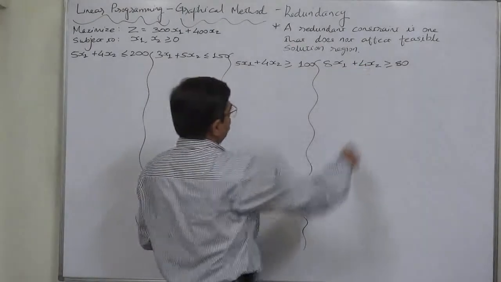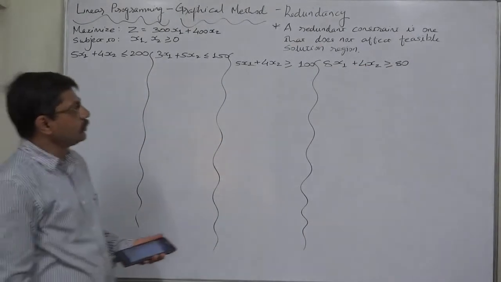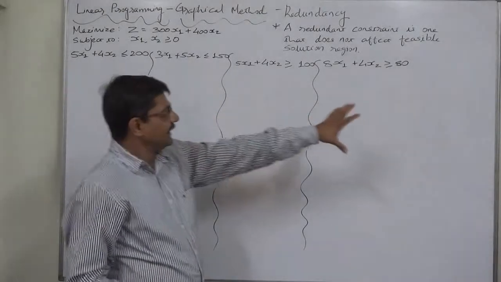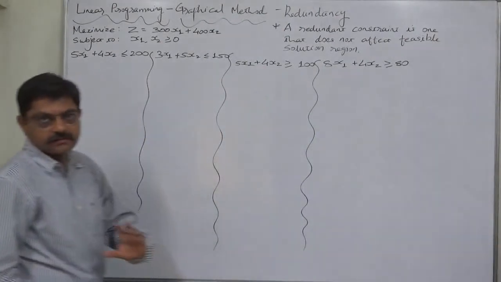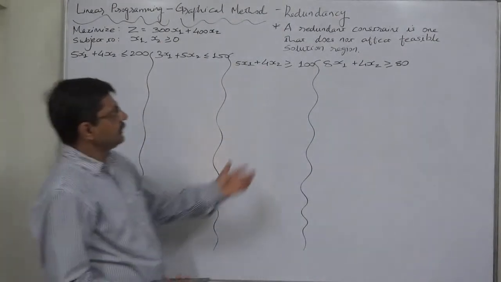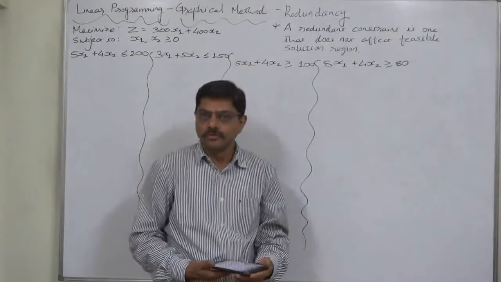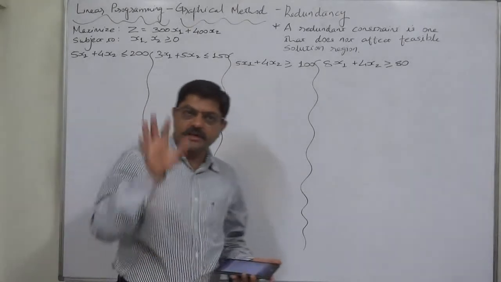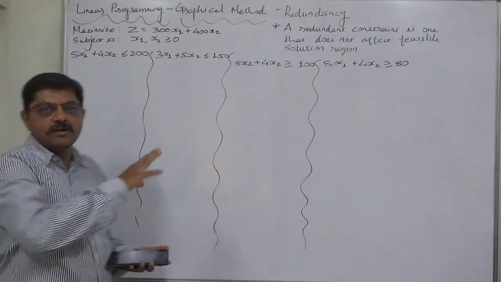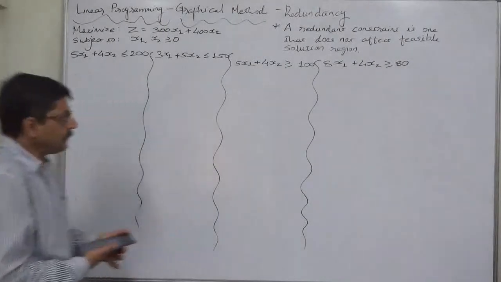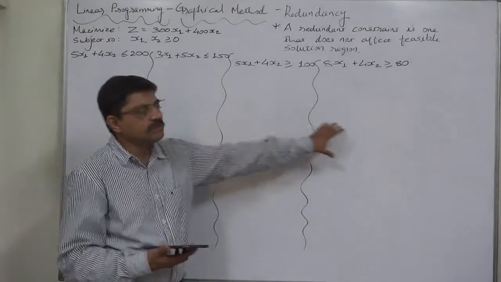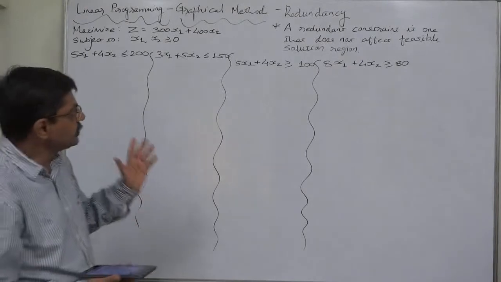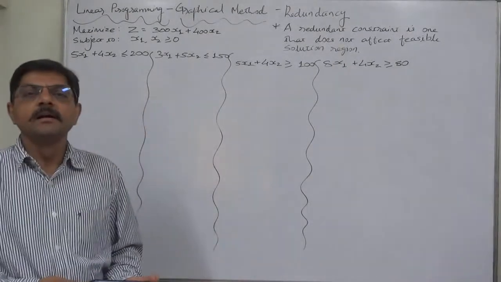A redundant constraint is one that does not affect the feasible solution region. That means out of these four constraints, at least one is that kind of constraint that does not affect the feasible solution region. That means there is no difference if that particular constraint or constraints are there as a part of the problem or not. But at present we don't know which out of these four can be the redundant constraint. That we shall come to know only after drawing the graph.